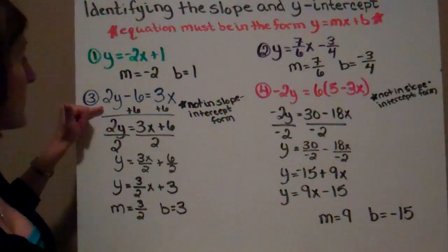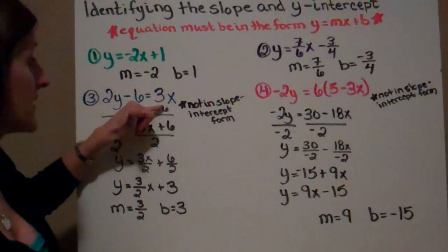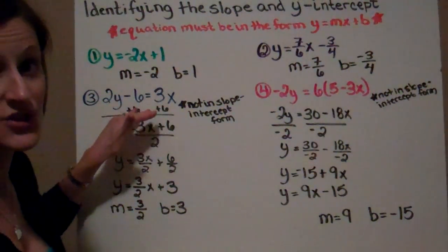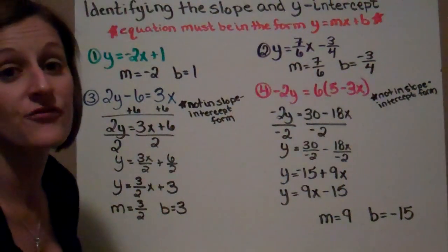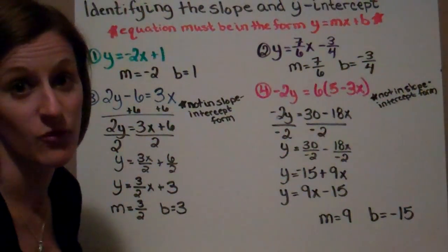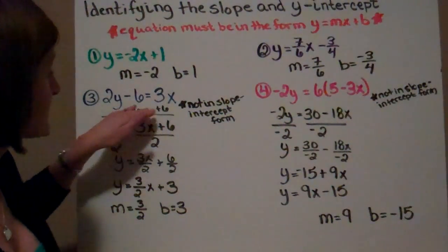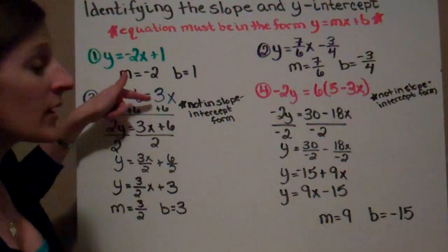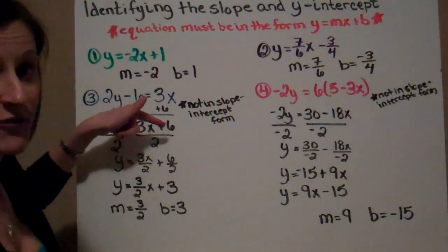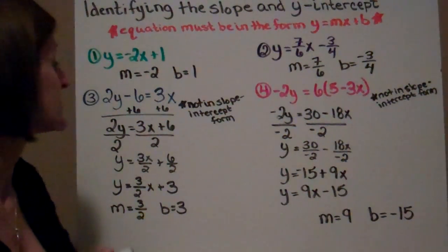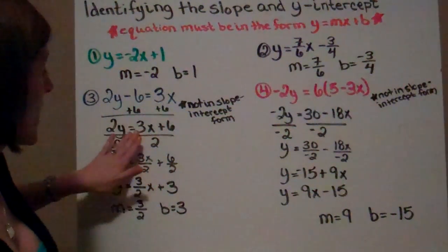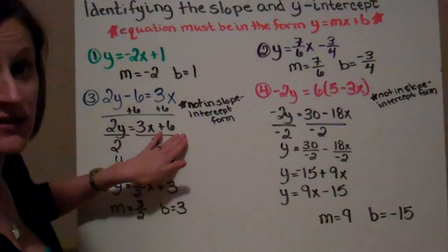So if it's a plus, it's positive, and if it's minus, it's negative. Alright, so number 3, we have 2y minus 6 equals 3x. Notice this is not in our slope-intercept form. So you need to first put it into slope-intercept form by solving for y. I'm going to add 6 to both sides. I'm going to write my 3x first, because that's the way it is in slope-intercept form. So I have 2y equals 3x plus 6.